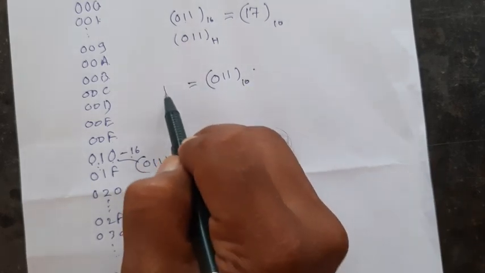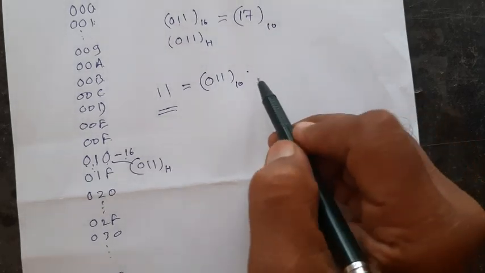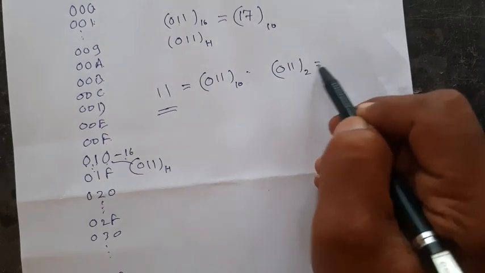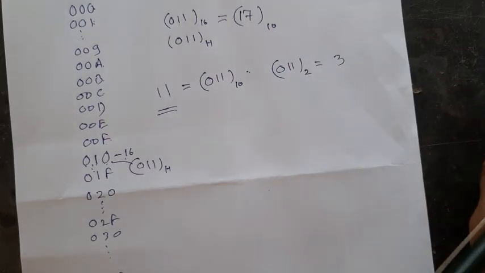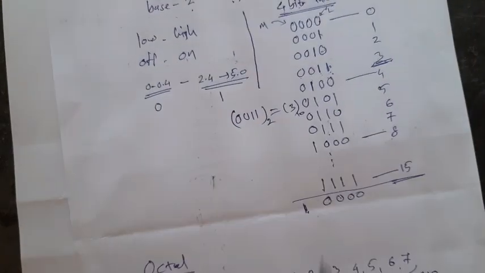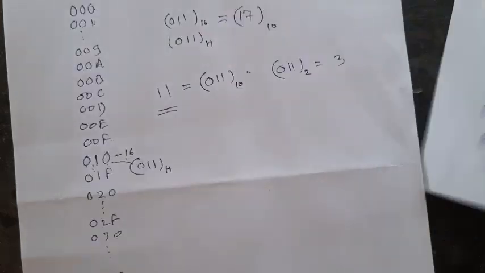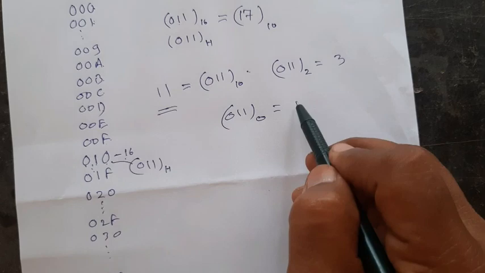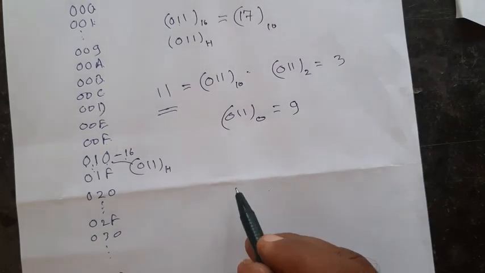Therefore the very interesting thing is that if it is 0, 1, 1 in decimal number system, then it is 11, correct, in our normal counting, that means in decimal number system. But 0, 1, 1 in binary number system is equivalent to 3 in decimal number system. Here we have observed 0, 1, 1 in binary number system is equal to 3. Check: 0, 1, 2, 3. Then 0, 1, 1 in octal number system is equivalent to 9. Here we have observed that 0, 1, 1 in octal number system means 9 in decimal number system.